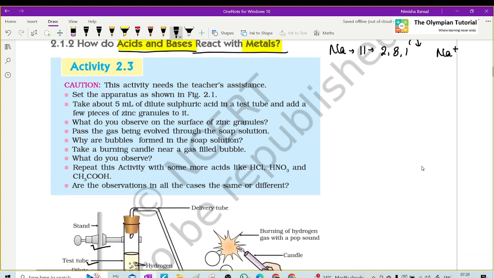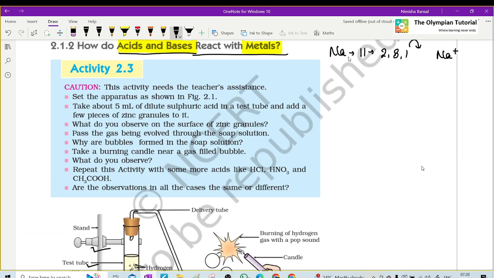Here, what will happen when acids react with metal? Salt will form and also hydrogen gas will be eliminated. I will write in word form, not in the formula form. Hydrogen.